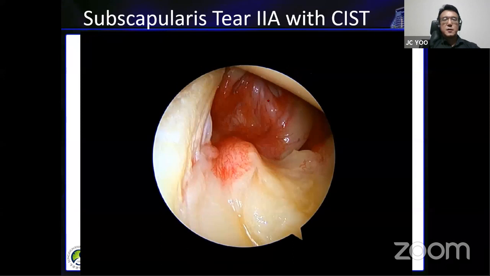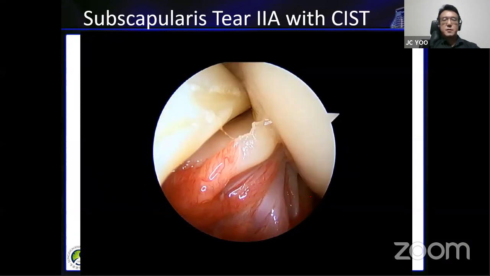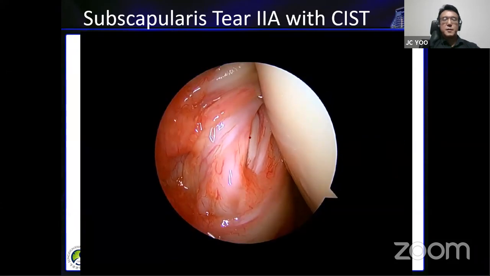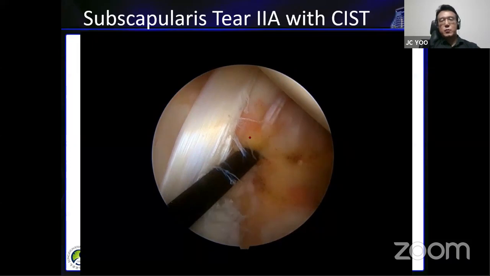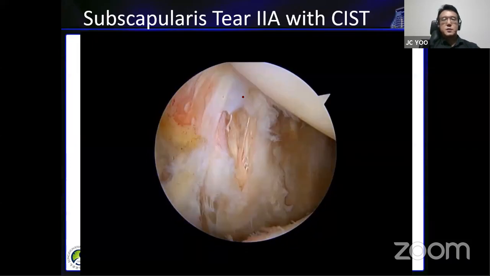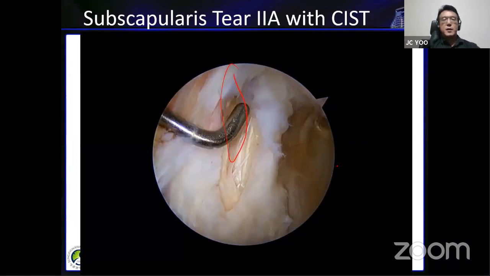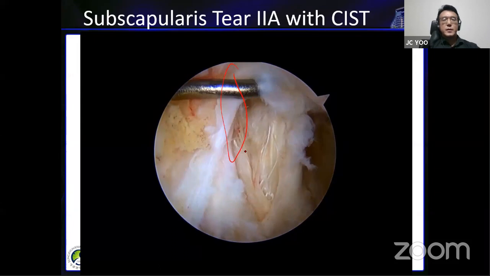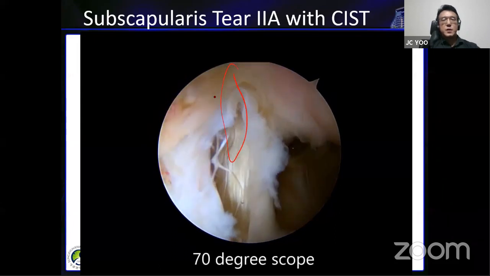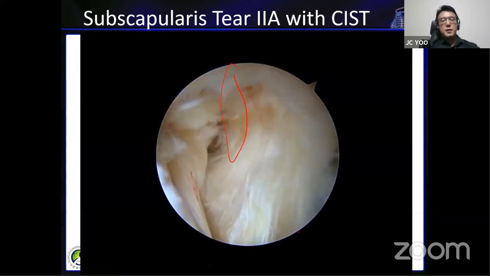And this is a very typical concealed lesion. You can see there's a medial fraying of the biceps. There's a small tear here. It becomes a little bit larger once you have debrided it. It becomes this large once you debride it. A 70-degree scope sometimes helps, but you can see that it's only a longitudinal split right there.